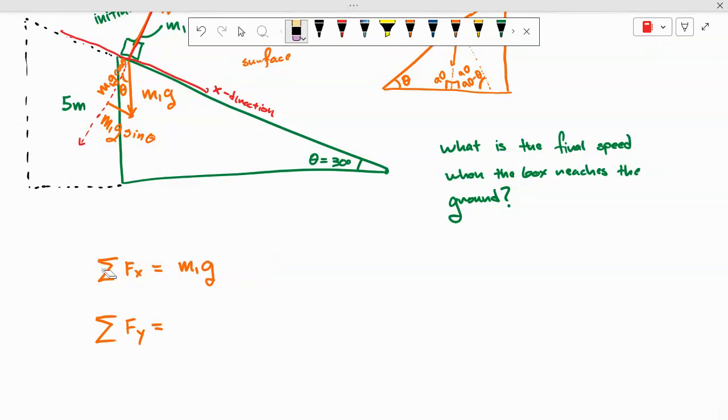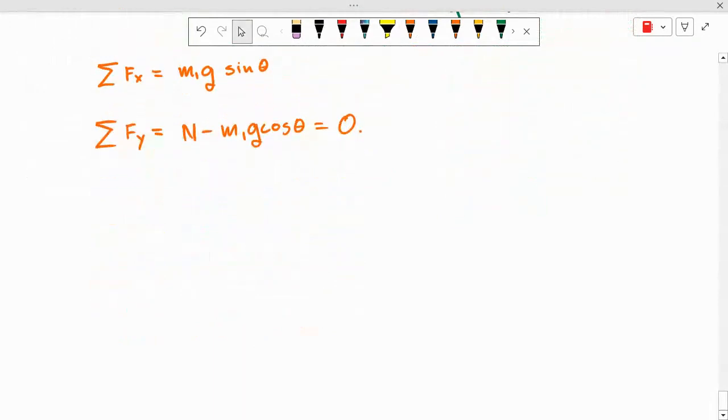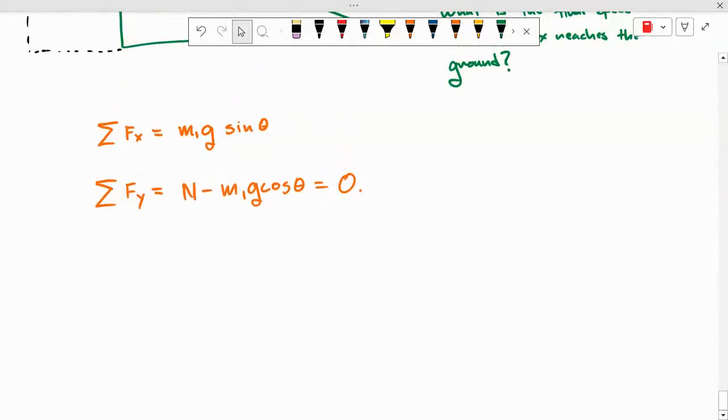I made a mistake there. Because it's not moving off the platform. It's not moving off the surface of the ramp. There's no motion in that direction. Okay, so this would be equal to m1 ax. Again, x is along the direction of the ramp.